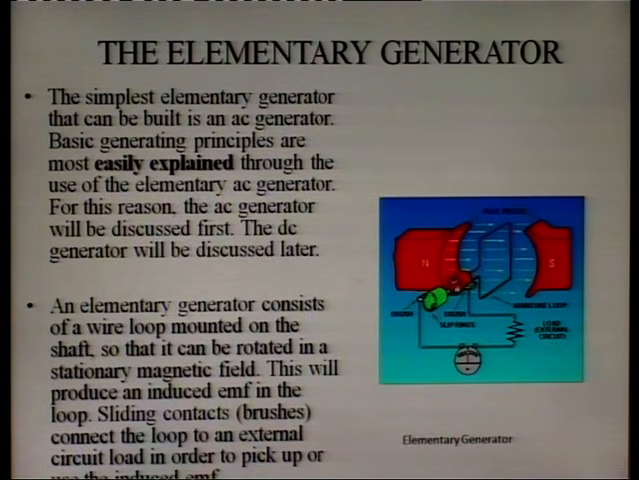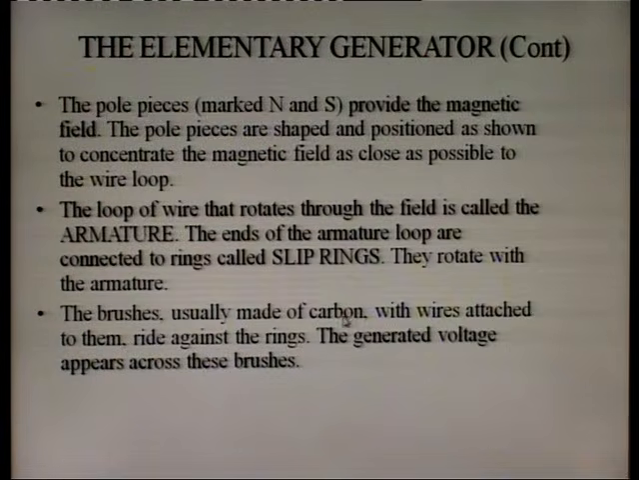The current will be collected through these two slip rings and brushes. These brushes are sliding contacts on the two slip rings. The pole pieces, north and south, provide the magnetic field. The pole pieces are shaped and positioned as shown to concentrate the magnetic field as close as possible to the wire loop. The loop of wire that rotates through the field is called the armature.